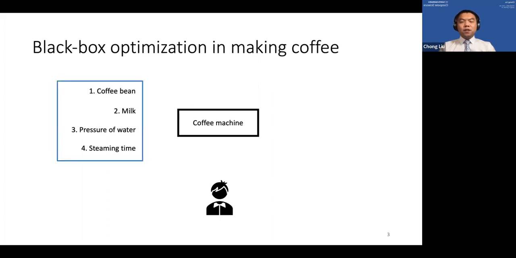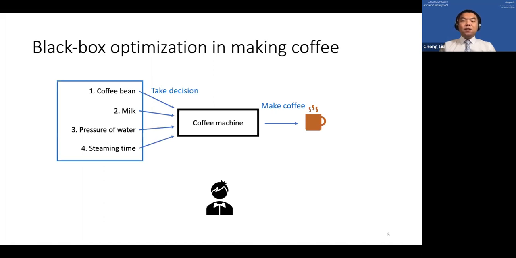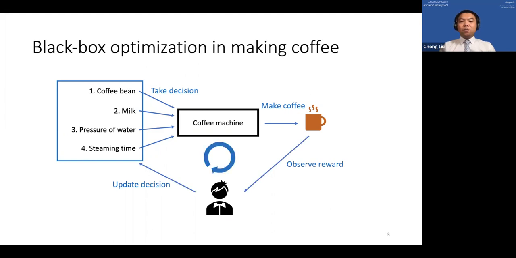I call this my decision set. I take this decision and then go through the coffee machine and make a coffee for me. And I can taste the coffee and rate the tasty score of this coffee. For example, let's say right now that is 1 to 10. I can give a score between 1 to 10. I call this process observing some rewards. By observing the new reward, what I need to do is to update my decision. And this whole process runs in iterations.